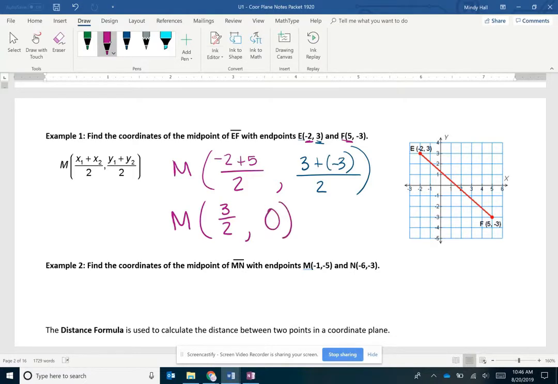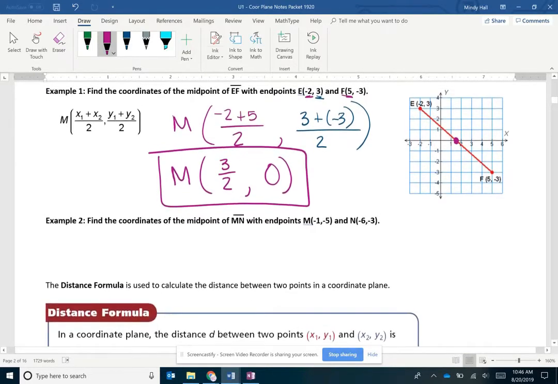So then if you want to double check this, 3 over 2 is 1.5, which should be right here. And 0 means it's on the x-axis. And you notice it is right smack dab in the middle of that line. So you add the x values of the 2 points that you're trying to find the midpoint of, and then you just divide them by 2. So then I want to find the coordinates of MN with endpoints -1, -5, and N at -6, -3.